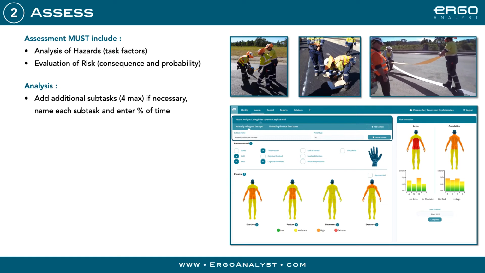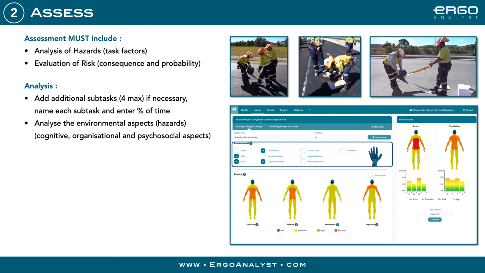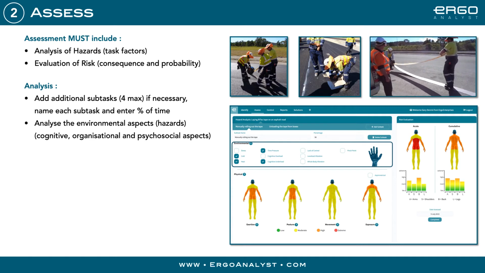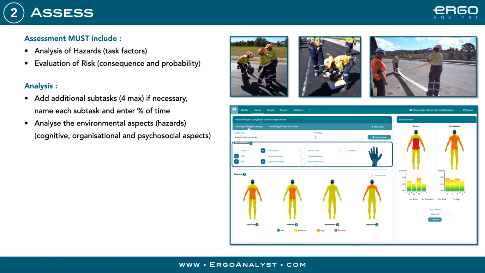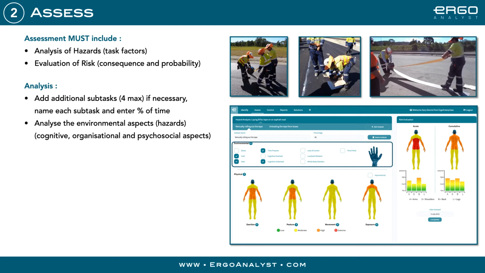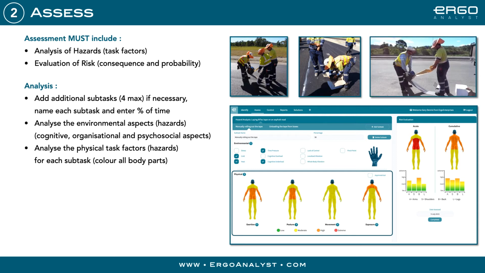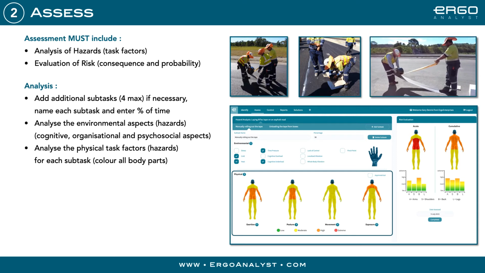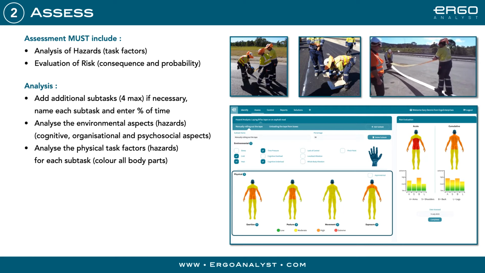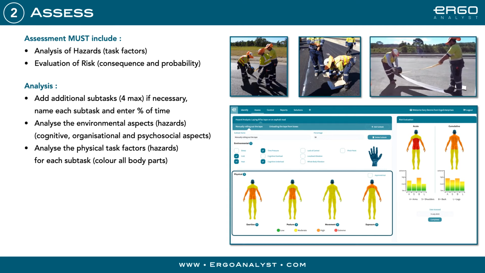There are various environmental factors that need to be considered and included in the analysis on the relevant organisational, cognitive, or environmental factors associated with the task. A whole body vibration app is also available to help you quantify the level of vibration if appropriate. Next, start the physical analysis by selecting a body part for exertion. A pop-up box giving relevant descriptions of green, yellow, orange, or red levels of exertion will appear. Select the relevant colour and ErgoAnalyst will colour that body part appropriately.